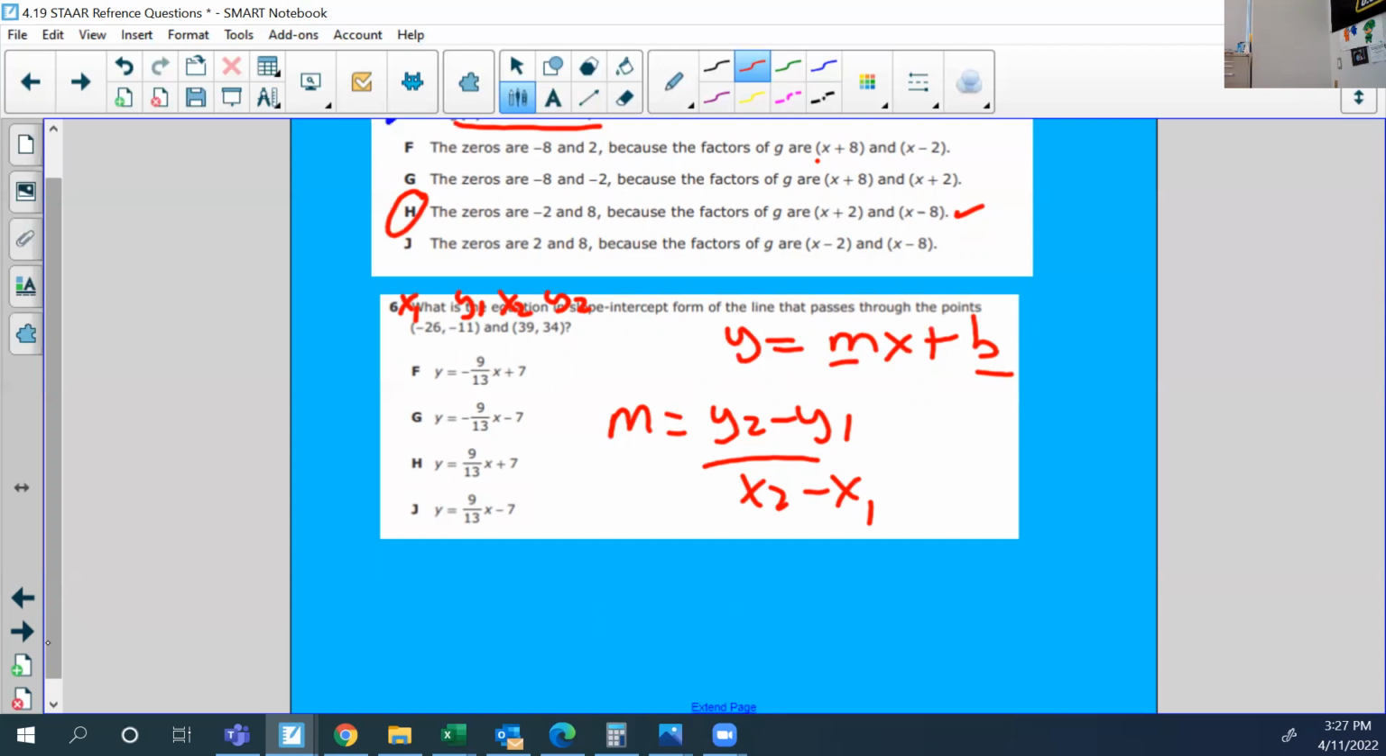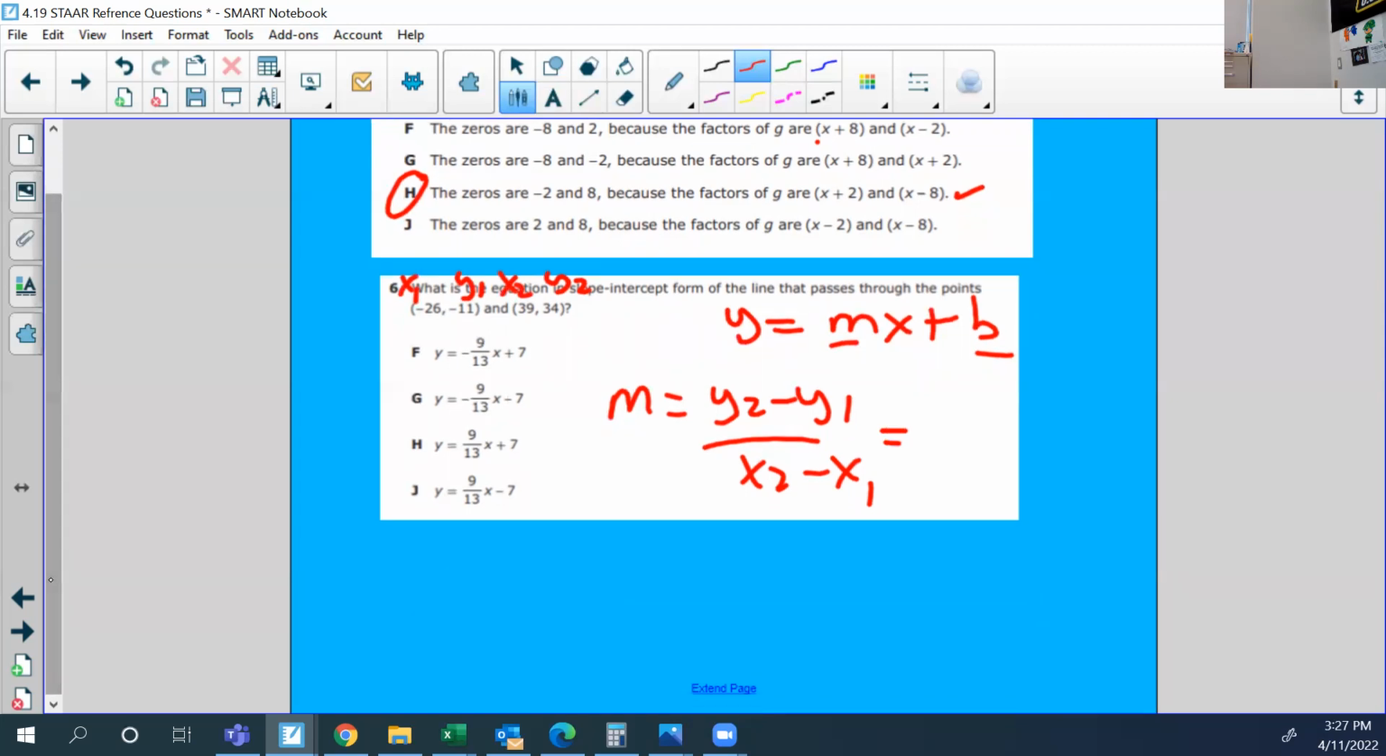All right, and so let's plug in the numbers now. y2 is going to be 34 minus 11 over x2, which is 39, minus 26. Oops, minus 26. Let's write it clearly. So this can give me a positive number: 34 plus 11 over 39 plus 26. Is that correct? Yes.